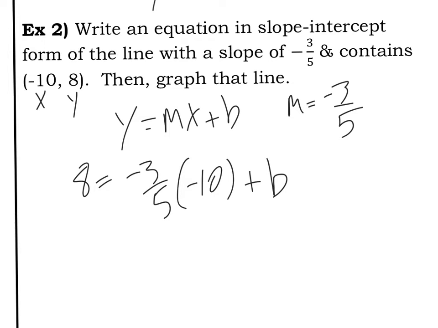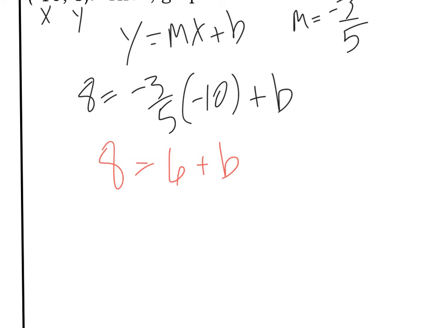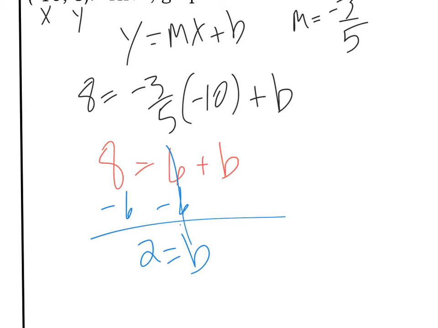So it's going to look like this. Instead of y equals, 8 equals mx, negative 3 over 5, times x is negative 10, plus b. So you're always going to multiply your m and your x together, so that's going to give me negative 3 times negative 10 is positive 30 over 5 is positive 6. So positive 6 plus b equals 8. So you can do that in your head, but hey, these are my notes, so I'm going to be thorough. I'm going to minus 6 over to the other side, and I get 2 equals b.